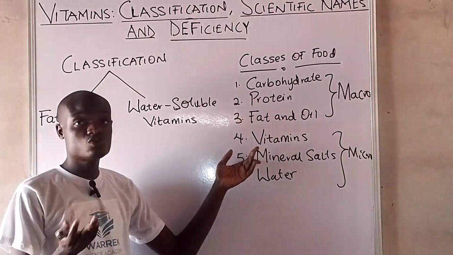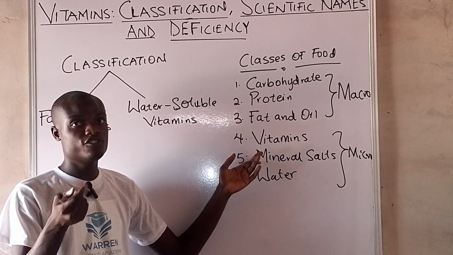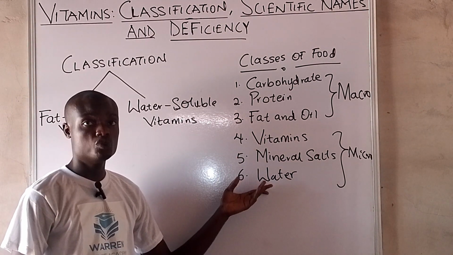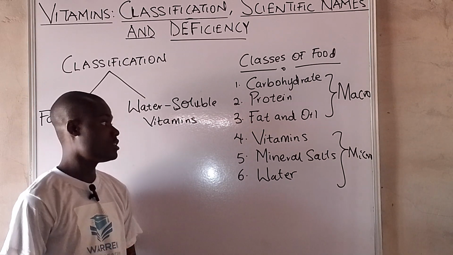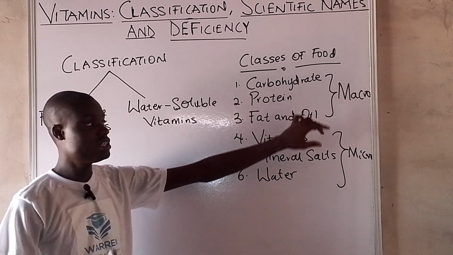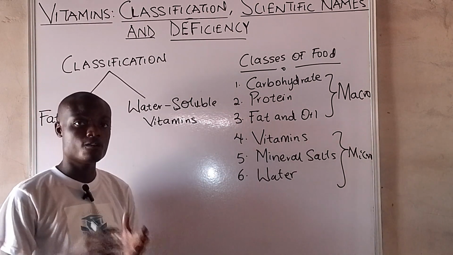Your food contains little amount of mineral salt. For example, the table salt used in cooking, probably just a few tablespoons of salt. Then water, which is also needed in small quantity. So the first 3 are tagged as macro because you need them in large quantity. The last 3 are tagged as micro because you need them in small quantity.